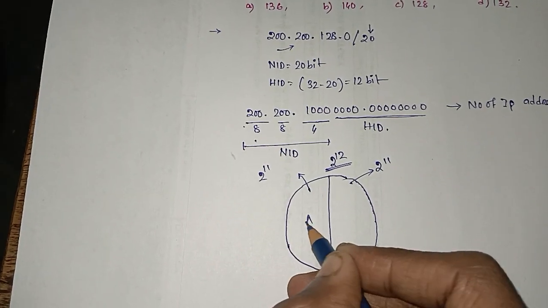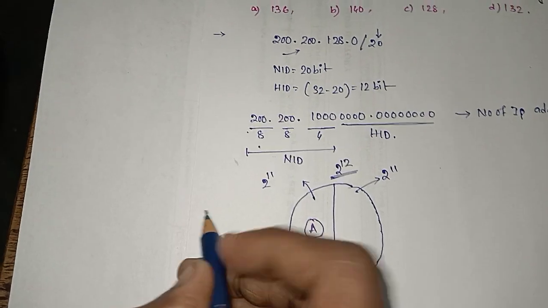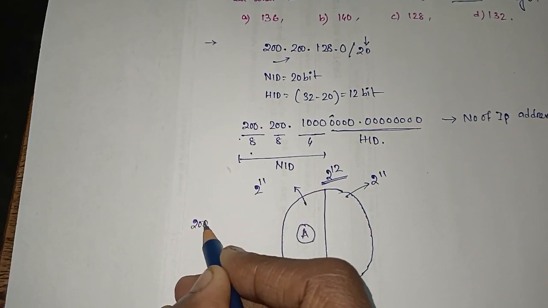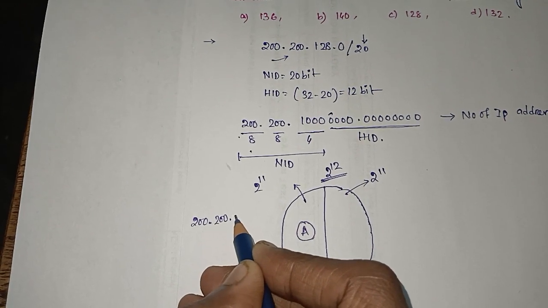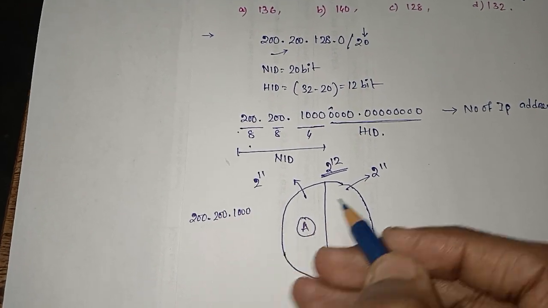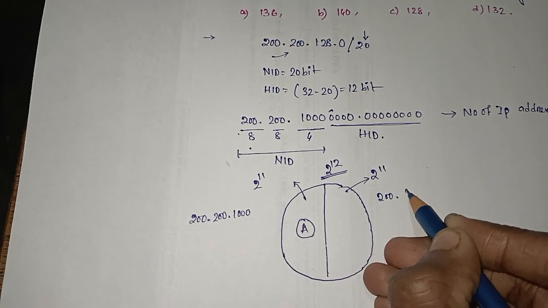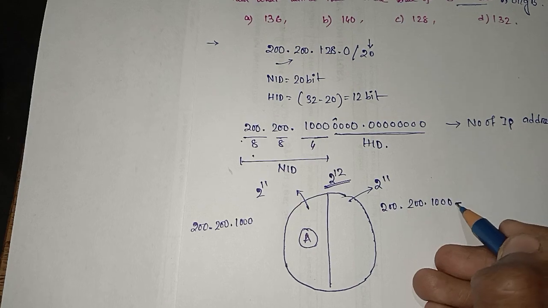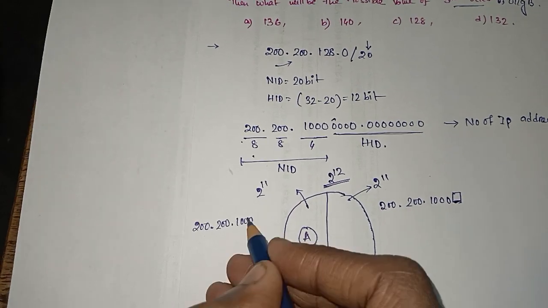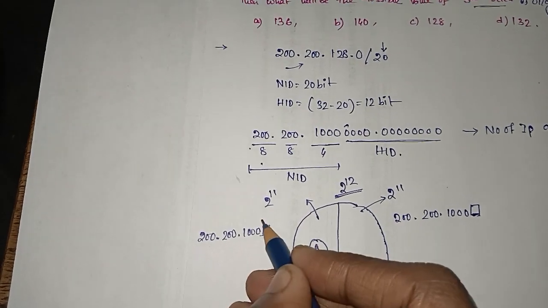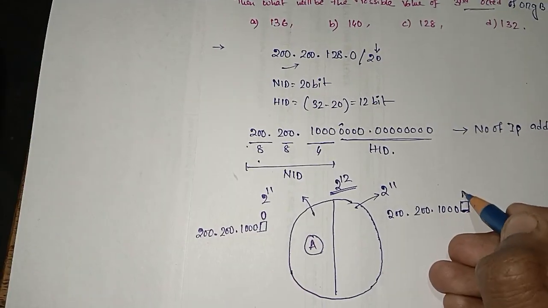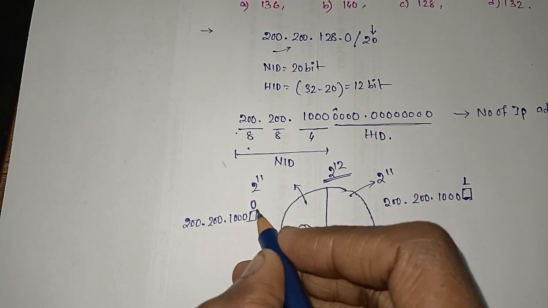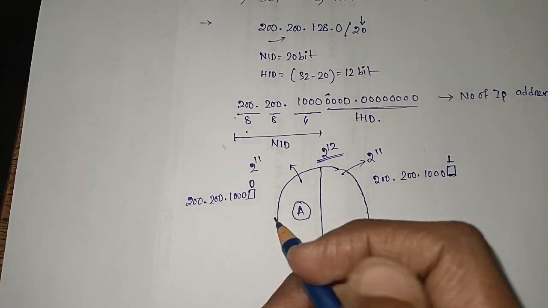If we give this part to organization A, we have to fix the first 20 bits, 200.200 and the first 20 bits. Then we have to fix this bit for the subnetting. For this part we take 0, and for this part we take subnetting 1.